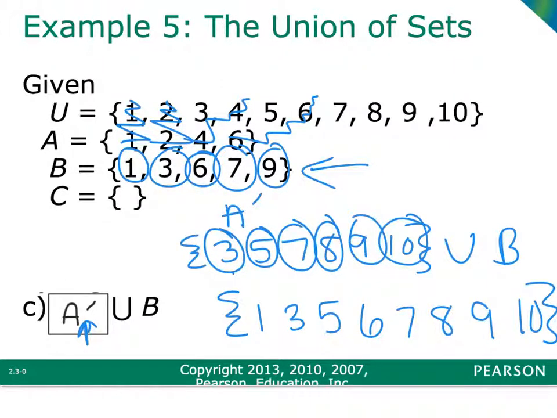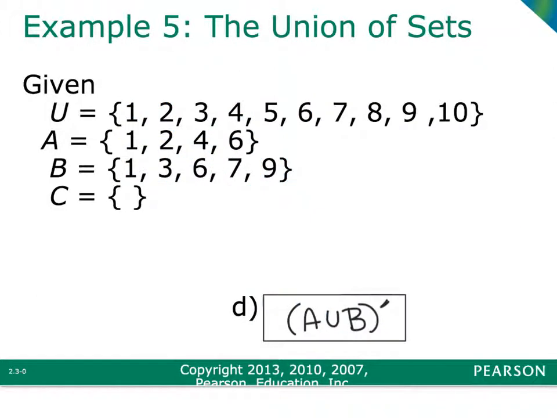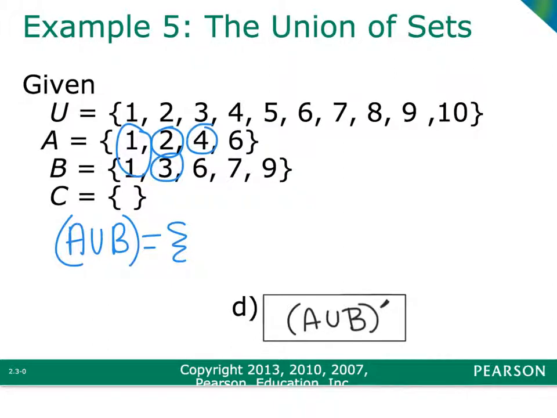Okay, just to make sure we got it, we'll try one more. This time I want you to do A union B, and then after you calculate that, I want you to find the complement. So the quantity A union B, naught. A union B, I believe we already did in step 1, but just in case, we'll do it again. So A union B will have 1, 2, 3, 4, 6, 7, 9.